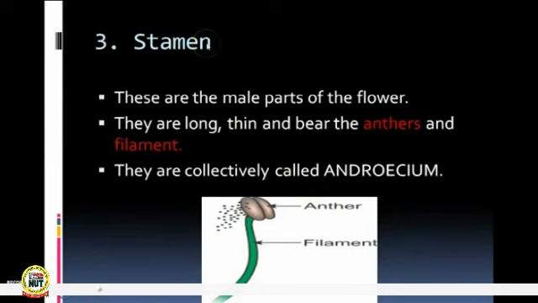Number three, stamen. This picture below is the stamen of a flower, and it is the male reproductive part of a flower. The stamen is long and thin, and it bears the anther and filament. This swelling part is called anther, while this part down here is called filament. The filament holds the anther, and the anther contains pollen grains. They are collectively called androecium.